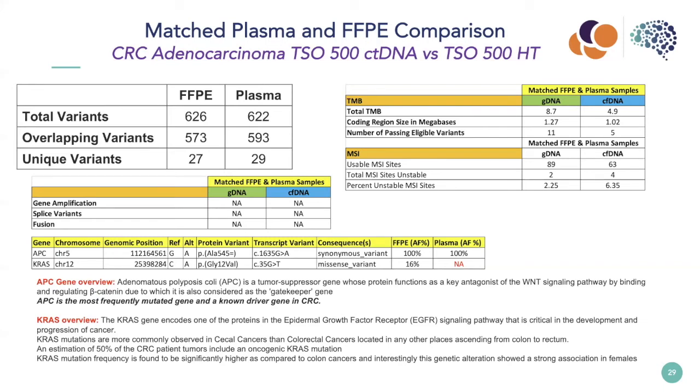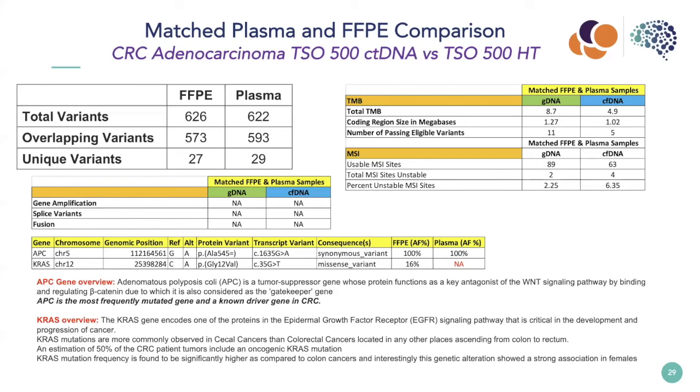And note that for total variants, again, the FFPE fraction, 626 variants were detected, in the plasma, 622. If we ask what the overlapping variants were there, 573 variants were found. Of the 622 variants detected in plasma, 573 were found in the FFPE. And then of the 626 variants detected in the FFPE, 593 of them were detected in the plasma. There were a number of unique variants found in each fraction, 27 in FFPE, and then 29 in the plasma. And there'll be some mention of those differences in a moment.